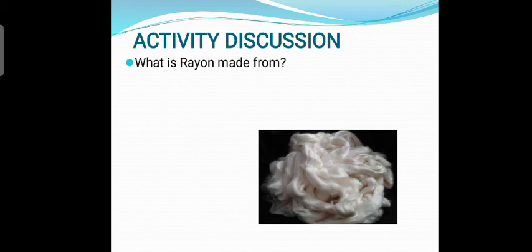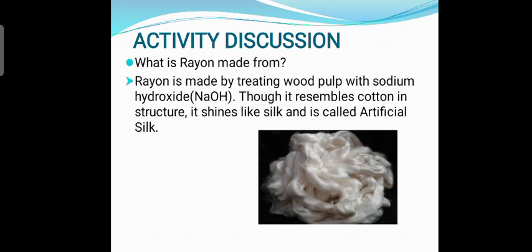What is rayon made from? Students, you can see the appearance of rayon in this picture. So rayon is made by treating wood pulp with sodium hydroxide. After the name of sodium hydroxide, there is a chemical formula written in the bracket, which is NaOH. Though it resembles cotton in structure, it shines like silk and it is called artificial silk.